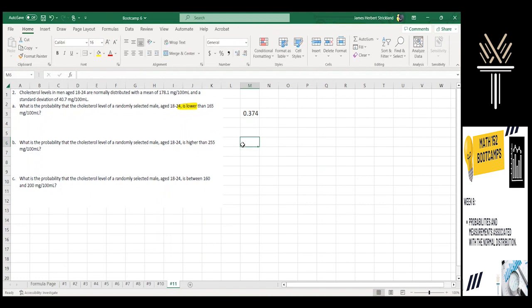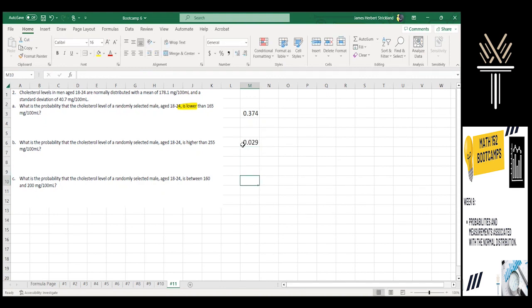Okay. Higher than. Higher means greater. If it's greater, we have to do 1 minus every time, no matter what. If it's greater than, 1 minus when you're using norm.dis. So norm.dis, greater than what? Greater than 255. Given our mean, given our deviation, always, always true.